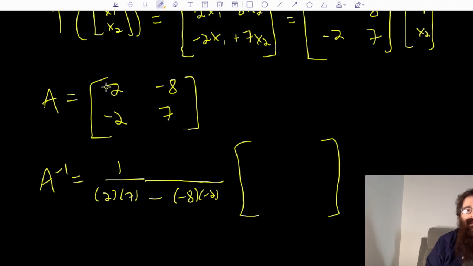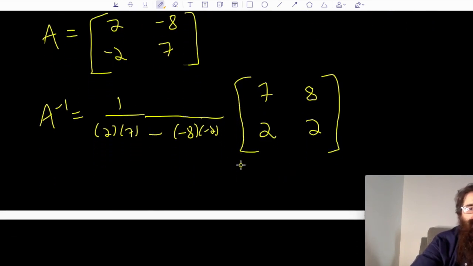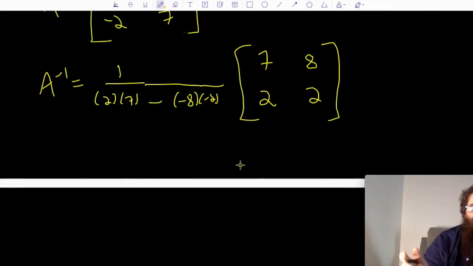On the main diagonal, the 2 in the upper left and the 7 in the bottom right, we're going to swap those. So in the upper left is going to be the 7, and the bottom right is going to be the 2. On the off diagonal, I'm going to keep those entries where they are, but I'm going to flip their signs. So the -8 is now going to be +8, but it's going to stay where it is. The -2 is going to stay where it is, but I'm going to flip its sign, so it's now +2. And now I just have to go through the rest of the work here to build this inverse matrix.